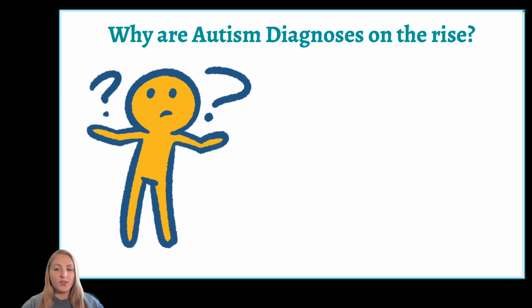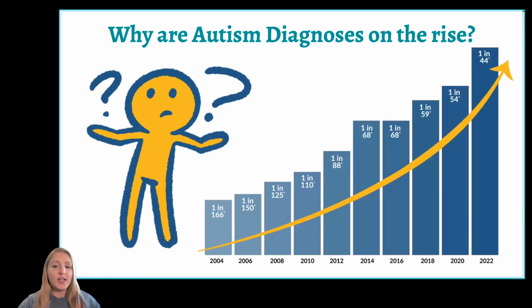You may have heard in the news that autism diagnoses are on the rise, with some people even going so far as to incorrectly claim that we're experiencing a so-called autism epidemic. But this terminology is both inaccurate and harmful. While it's true that the data shows increasing rates of diagnoses, such as this graph on the screen depicting the increase in diagnostic rates between the years 2004 and 2022, this increase is reflective of improved recognition and understanding of the condition, not a true epidemic, and it's actually a terrible misuse of the word epidemic.